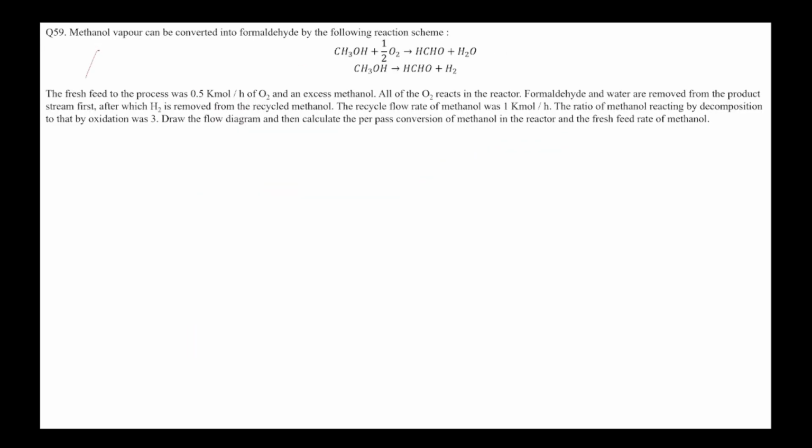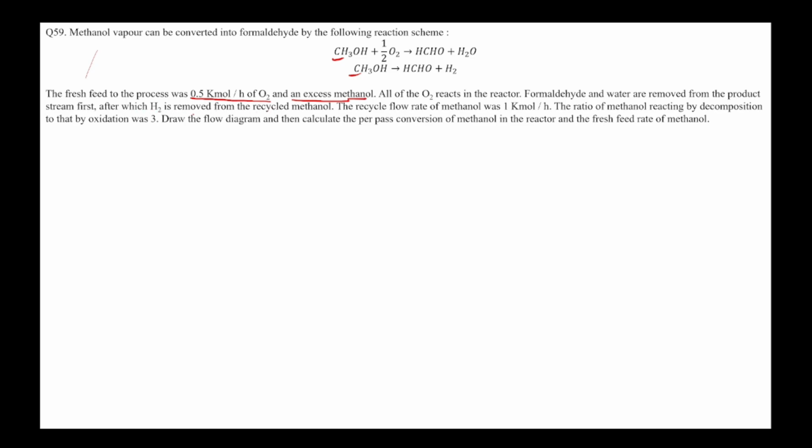Question 59. Methanol vapor can be converted into formaldehyde by the following reactions: oxidation and decomposition. The fresh feed to the process was 0.5 kilomole per hour of O2 and an excess of methanol. Okay, so the methanol quantity we don't have in the fresh feed. All of the O2 reacts in the reactor. O2 is completely reacted.